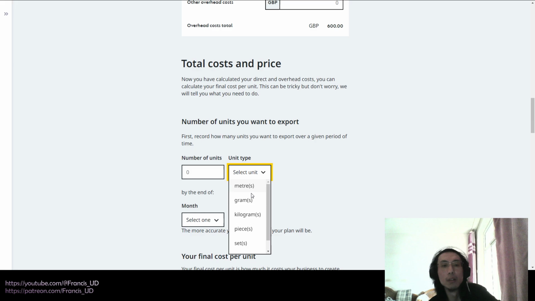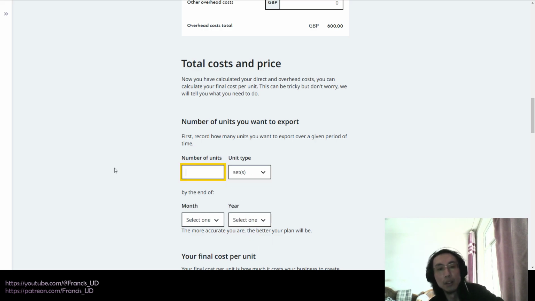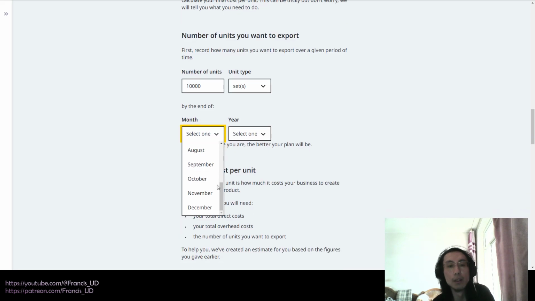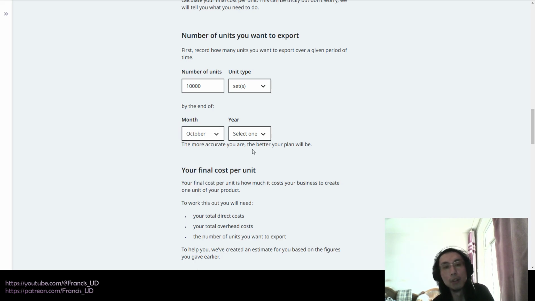Unit type: meters, pieces, kilograms, grams, maybe sets. Let's assume we are about to export 10,000 books to Japan from Britain, by the end of, let's assume, October.